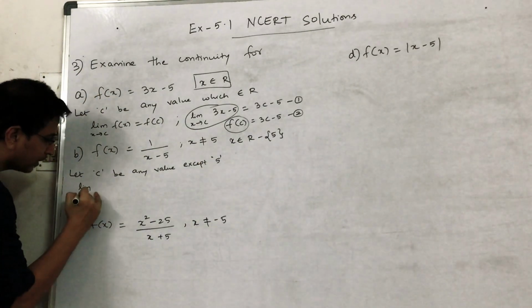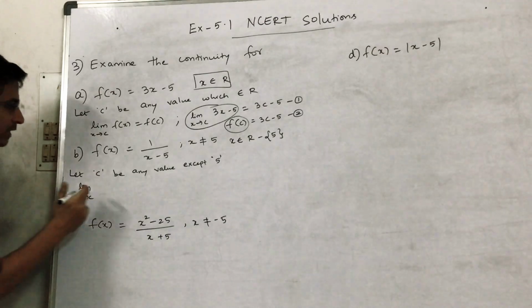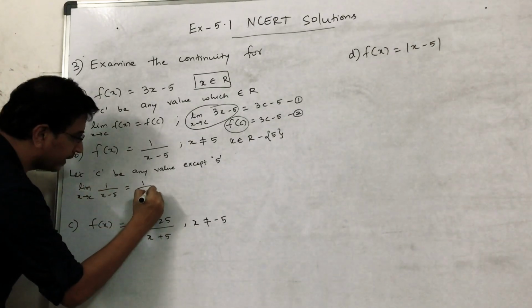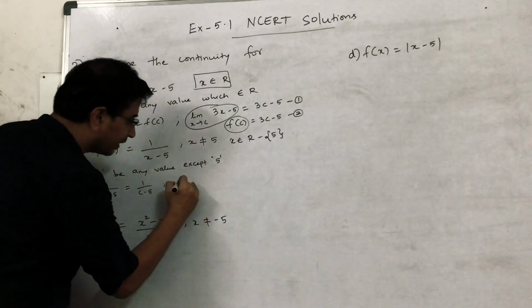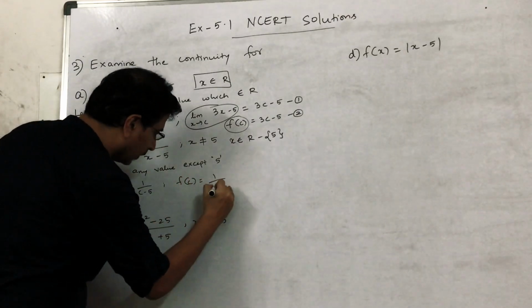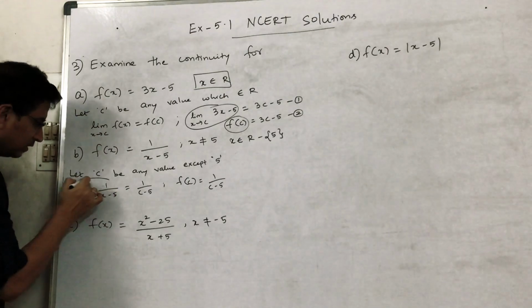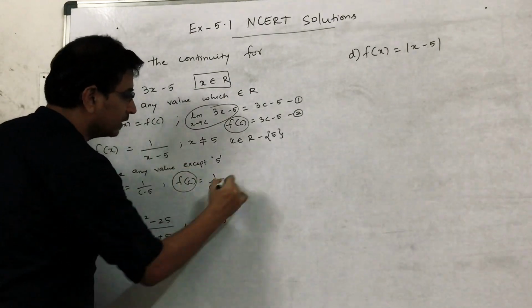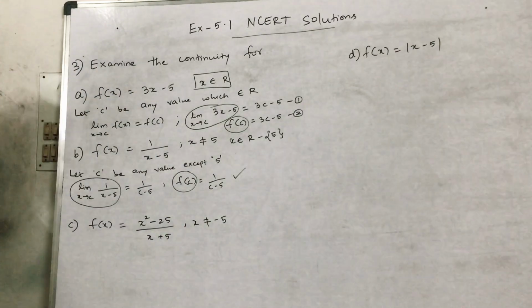Again I am doing the same thing. The limit as x tends to c: what is f of x? f of x is 1 divided by x minus 5, so this is 1 divided by c minus 5. Now what is f of c? f of c is also 1 divided by c minus 5. So since the limit as x tends to c of 1 by x minus 5 is equal to f of c, this function is also a continuous function.